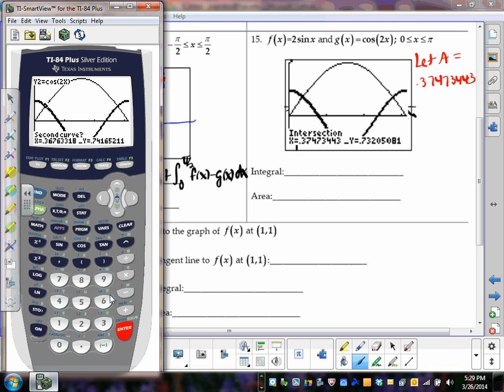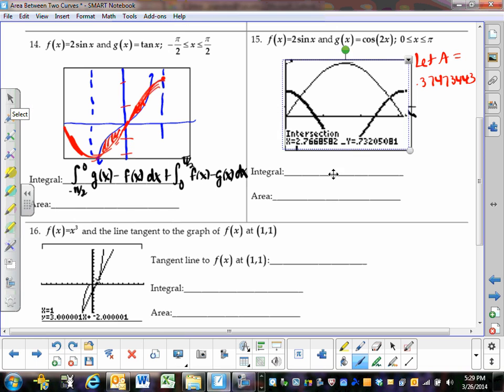And then I'm going to go back and get my next intersection. First curve, second curve. So I'd like to have my guess be closer to this side. So 1, 2, so maybe 2.5 would be my guess, so that I find the value that's close to 2.5. Okay, so then I'm going to write that one down as well. So I'm going to say let B equal 2.7668582. So now my integral can be a little bit lazier.